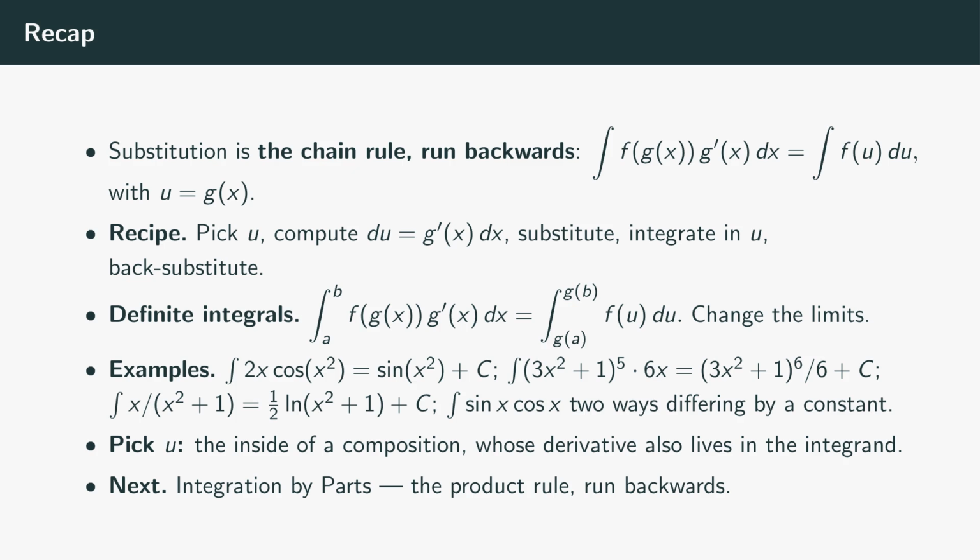We worked four examples: 2x times cosine of x squared integrated to sine of x squared. The quantity 3x squared plus 1 to the 5th times 6x integrated to the quantity 3x squared plus 1 to the 6th over 6, without ever expanding the polynomial. x over the quantity x squared plus 1 integrated to one half times the natural log of the quantity x squared plus 1. And sine x times cosine x, done both ways, giving two different looking answers that differ by a constant, both correct. How to choose u: it's usually the inside of a composition, and you should pick it so that its derivative is also showing up in the integrand. If it isn't, try a different u.